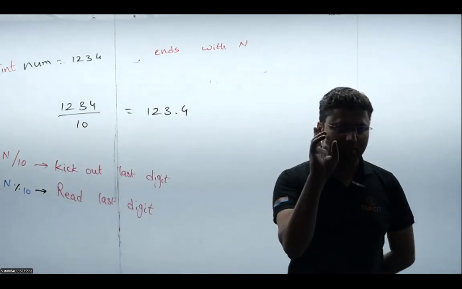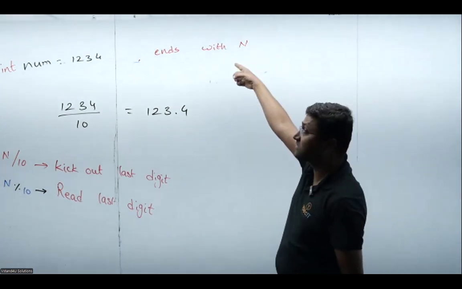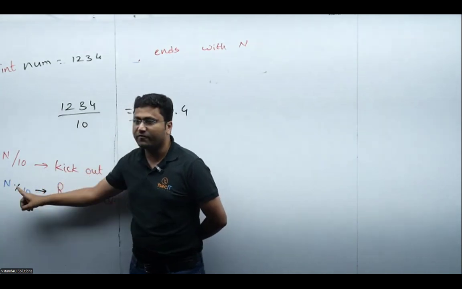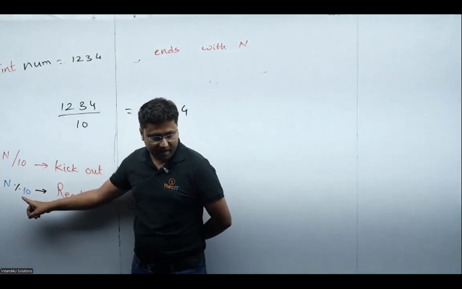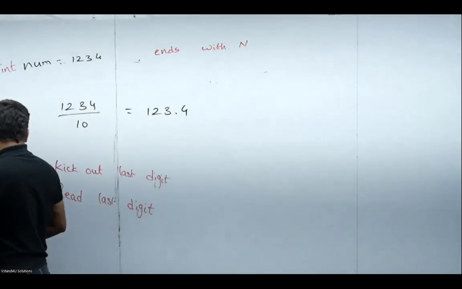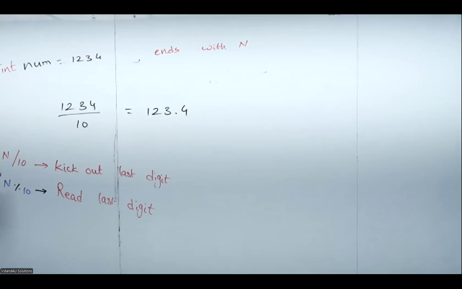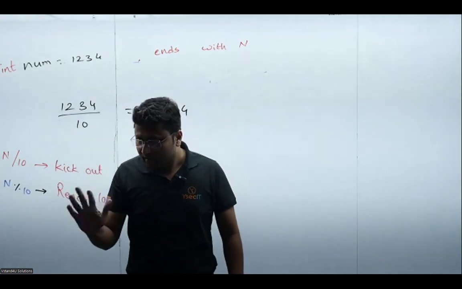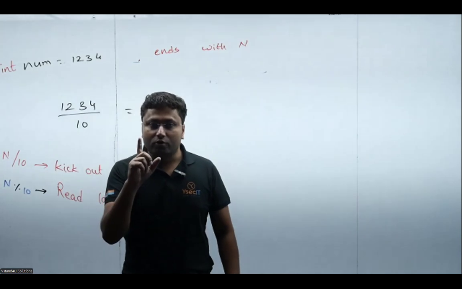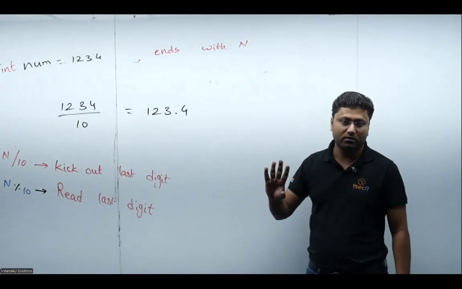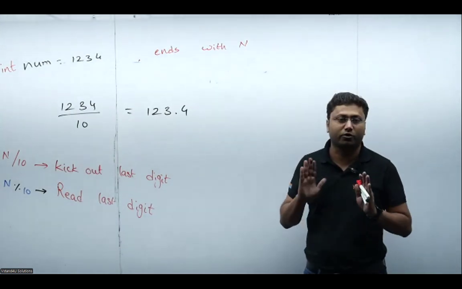Simple funda: there are two types of operations with respect to the last digit. If I want to read the last digit, apply n modulus of 10 and store in n. Are you with me? If I want to kick out the last digit, then n divided by 10, store in n. Am I making sense to each one of you? To read, what is the operation? Modulus. To kick out, division.